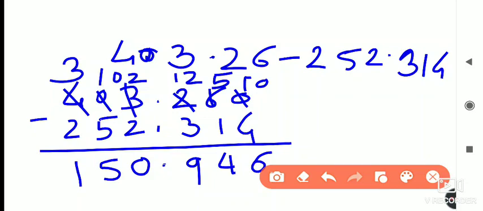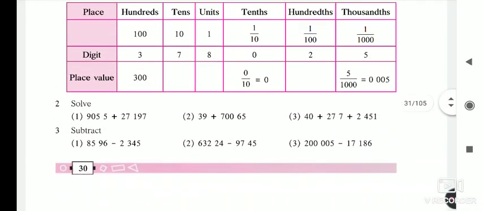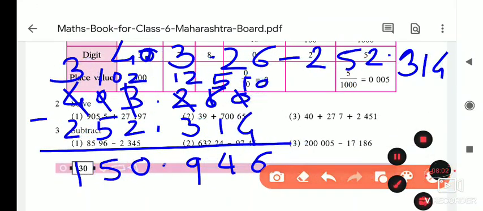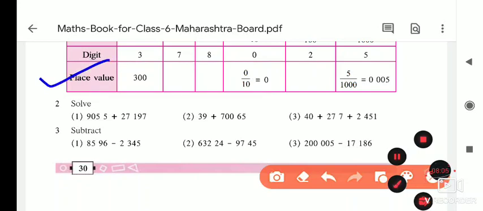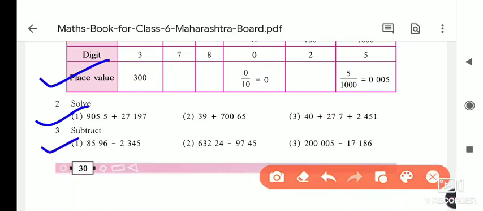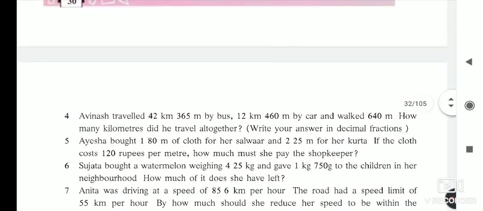Now we will see the questions from problem set number 14. Okay. Here is the subtraction question. Yesterday I took this question box also. I told you how to solve addition examples, and subtraction also today I told you how to solve. Now we see these questions.